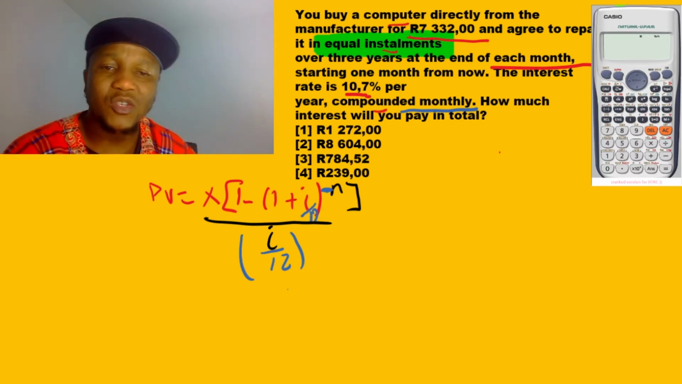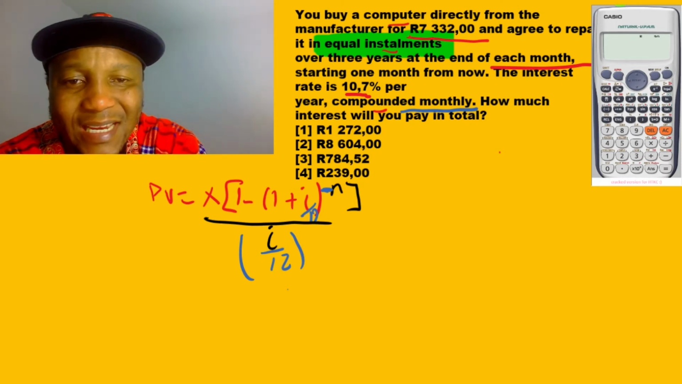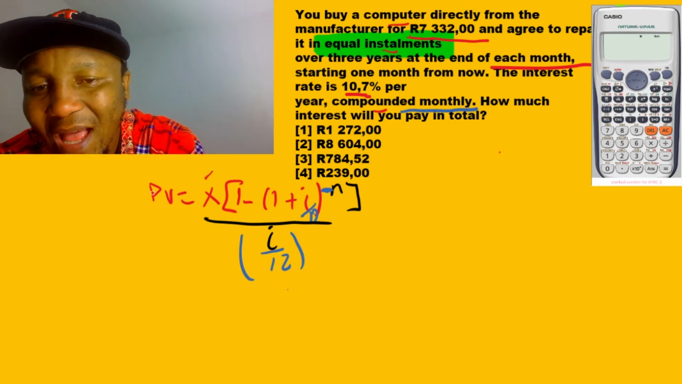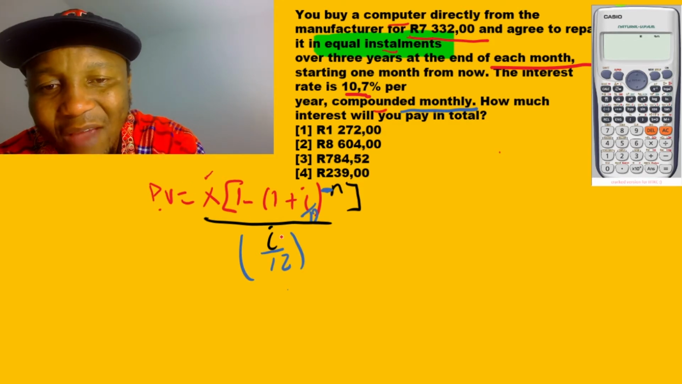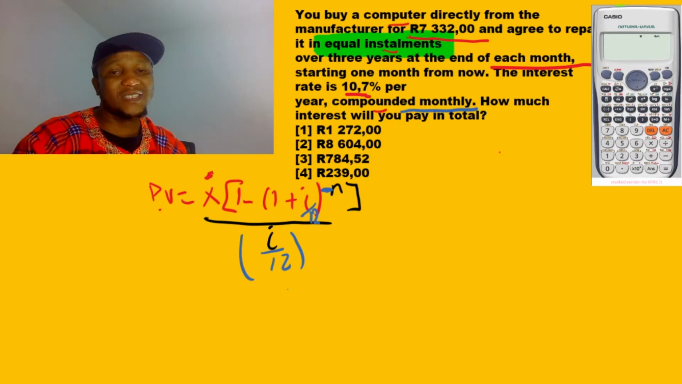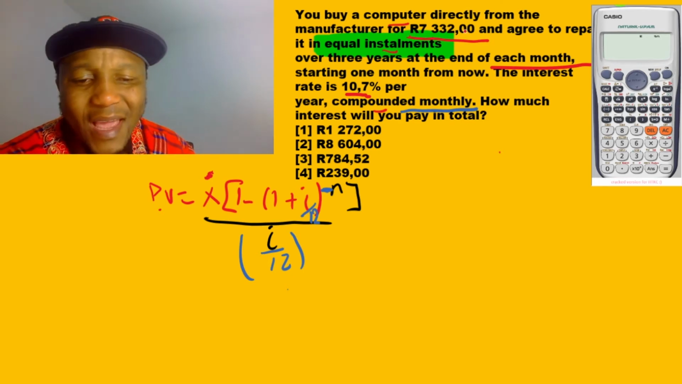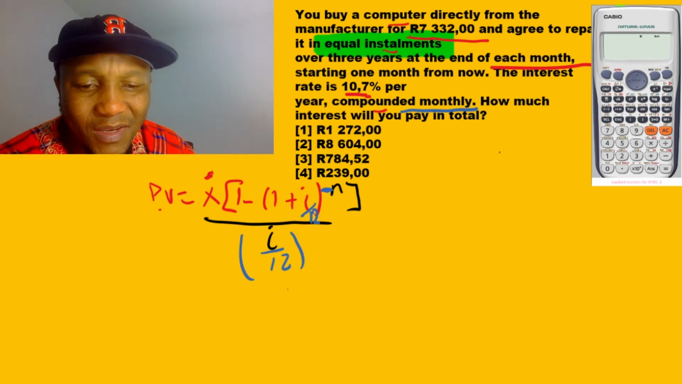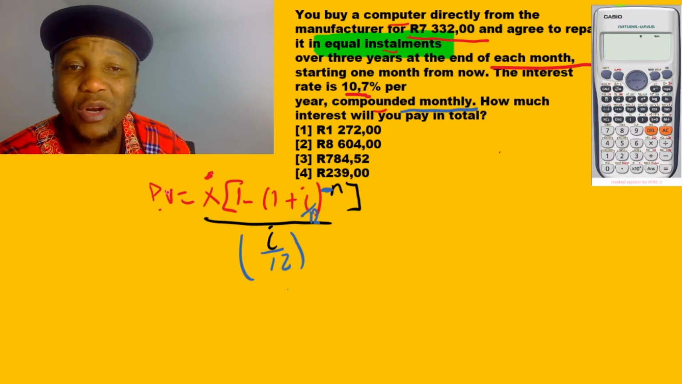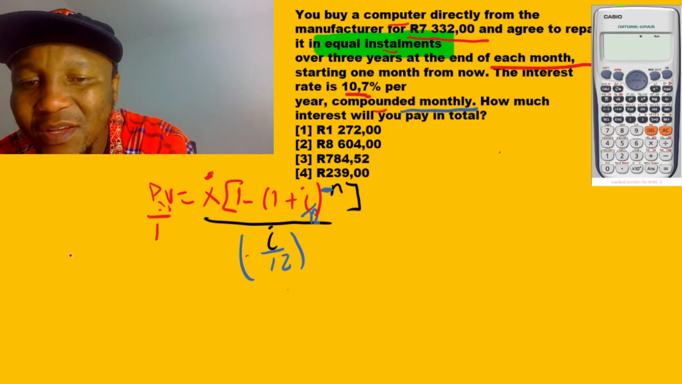So what we're going to do now, we can just finish up. Let me find this equal payment, because I have my present value, I have everything, except how much I'm going to pay every month. That's the first step before I continue to my question. So now let me make X the subject. I'll simply take X over 1, and then multiply these two, so this is going to be PV.